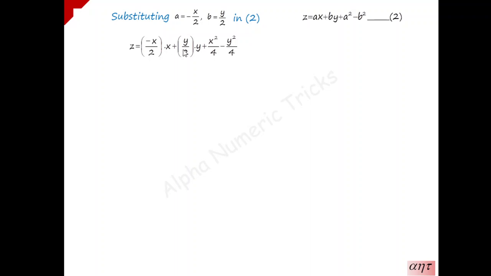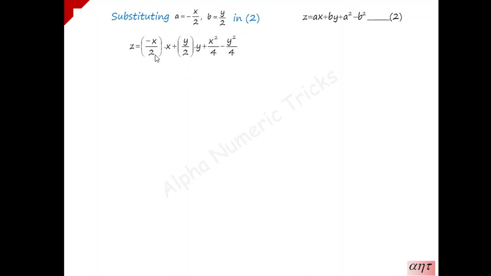z is equal to a replaced by -x/2 times x, plus b replaced by y/2 times y, plus a, which is -x/2, the whole squared, so it becomes x²/4, since minus squared becomes plus, and b is y/2, the whole squared, so it becomes y²/4.